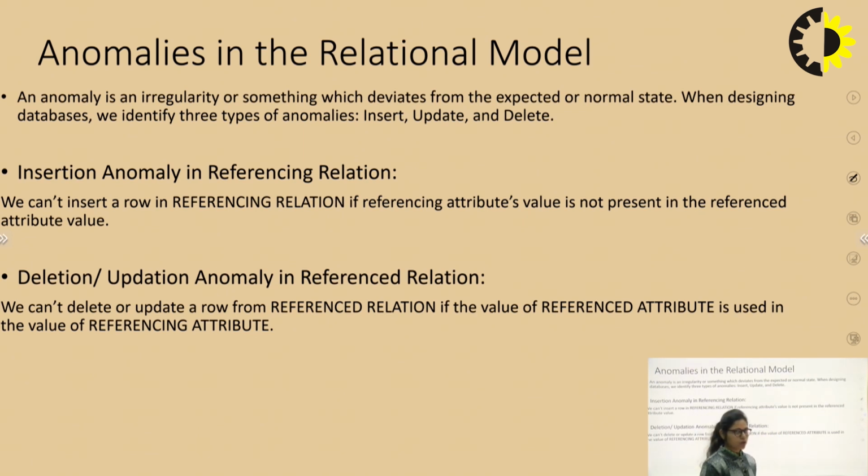Now, what is insertion anomaly? We can't insert a row in referencing relation if referencing attribute value is not present in the referenced attribute value. This is called insertion anomaly. Now, deletion and updation anomaly. We can't delete or update a row from referenced relation if the value of referenced attribute is used in the value of a referencing attribute.